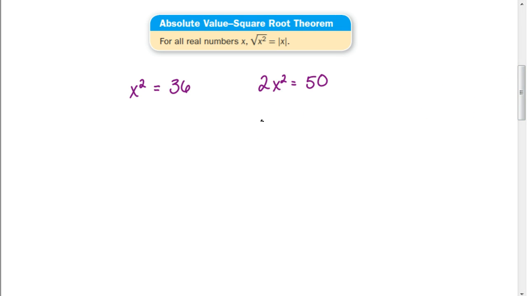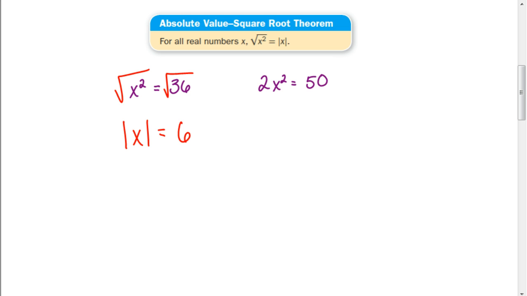The first one here says x squared equals 36. Well, again, if I wanted to solve this to figure out what x is, I'm going to take the square root of both sides. But again, the square root of x squared is not just simply x, it's the absolute value of x. And the square root of 36 is going to be 6. Now, knowing what we do know from absolute value is that the absolute value of a number is always going to be the positive value of that number.